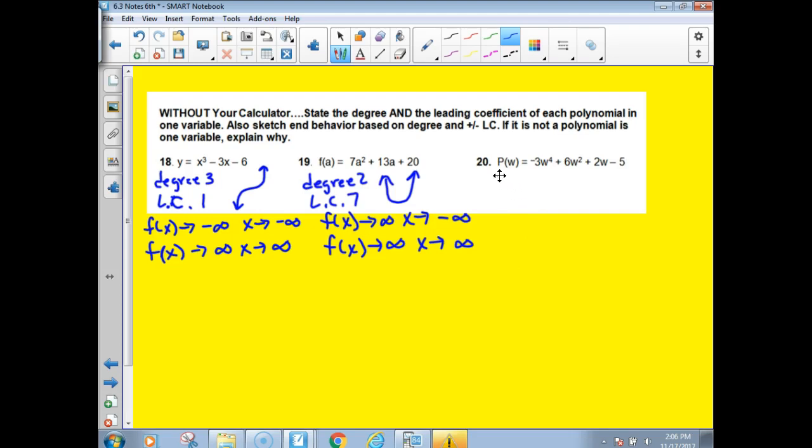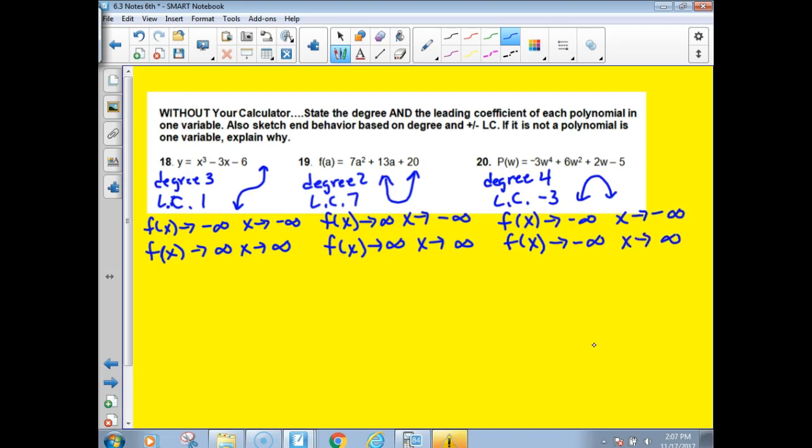What's the highest power on 20? It is a degree 4. The leading coefficient is negative 3, so I expect the end behavior to be down, down, which would mean f of x is approaching negative infinity as x approaches negative infinity. And f of x approaches negative infinity, that's the graph, as x approaches positive infinity on the right.